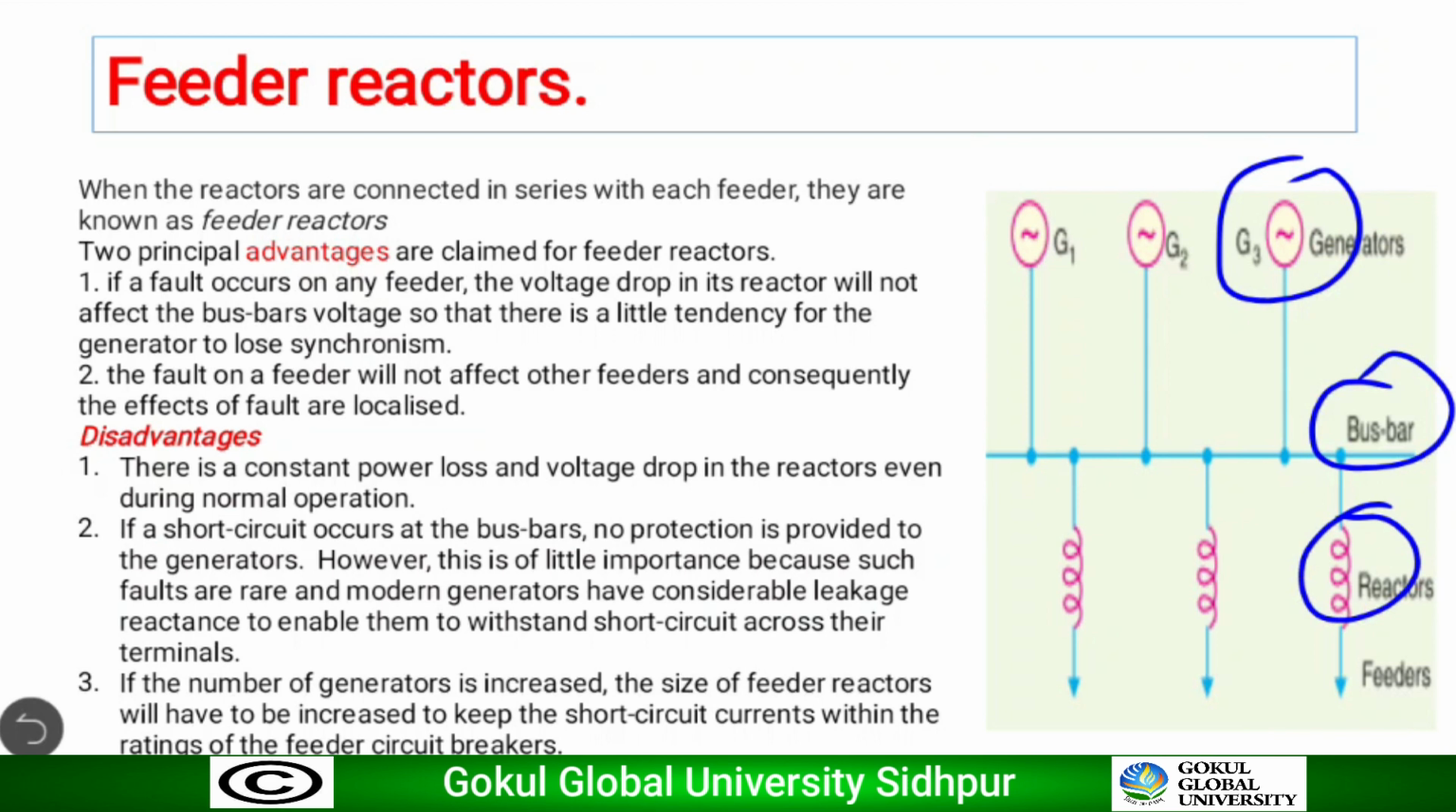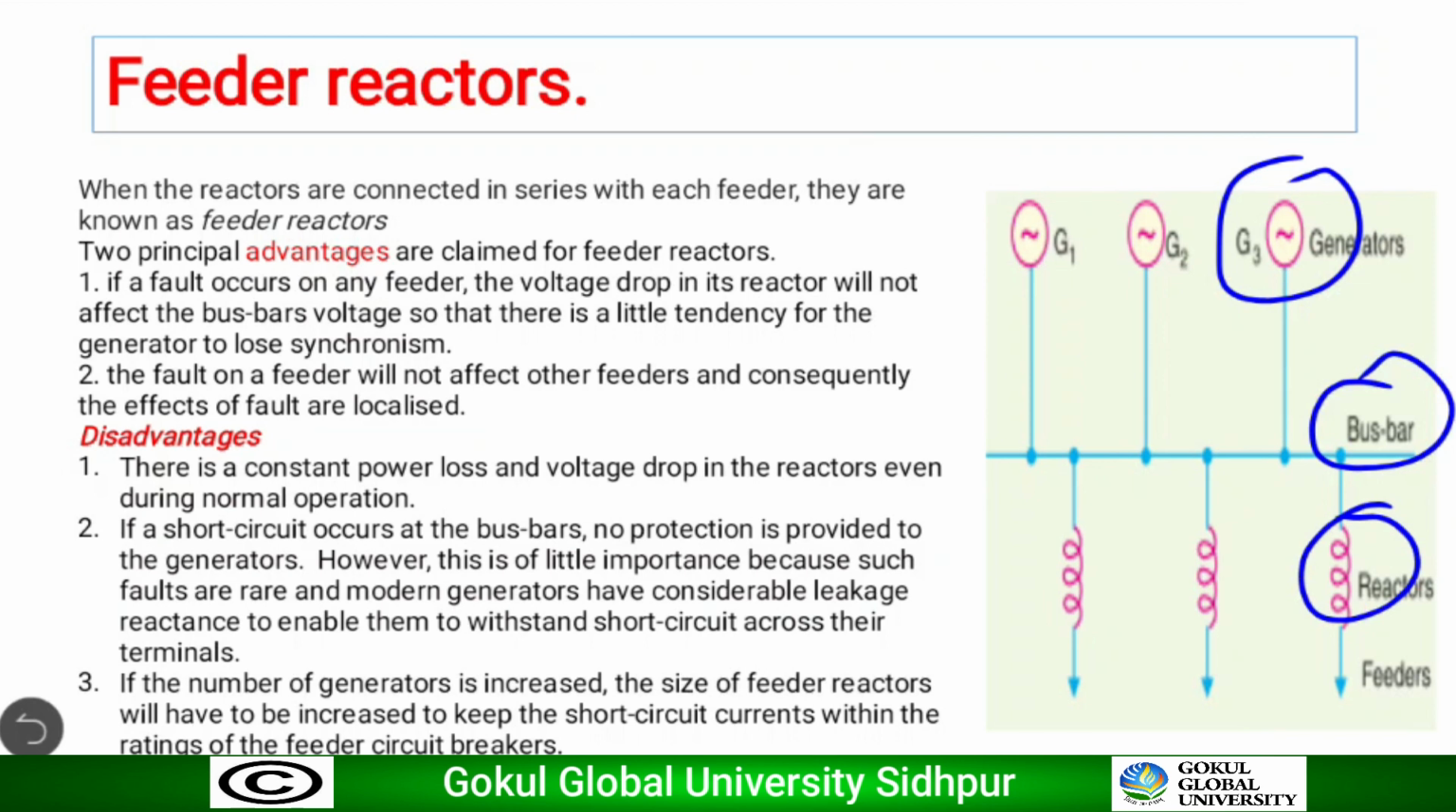Since most of the short circuits occur on a feeder, a large number of reactors are used for such circuits. Two principal advantages are claimed for a feeder reactor. Firstly, if a fault occurs on any feeder, the voltage drop in its reactor will not affect the busbar voltage, so there is little tendency for the generator to lose synchronism. The second advantage is that a fault on a feeder will not affect other feeders, and consequently the effects of the fault are localized.